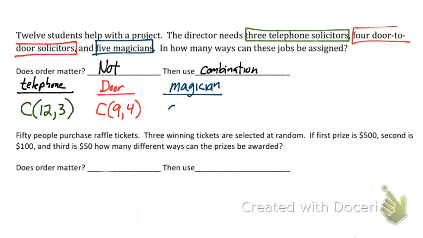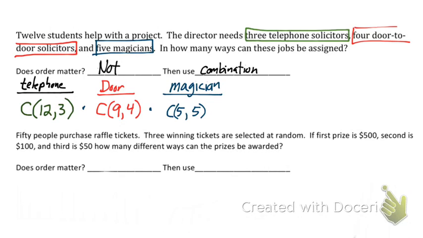All right, so we only have 5 people left, and we are choosing 5 people. And we're going to multiply all those together. Let's think about that 5 choose 5 really quick. If I have 5 people, and I have to choose 5 magicians, how many ways can I do that? Just one way.